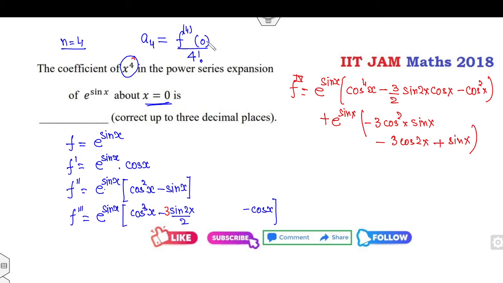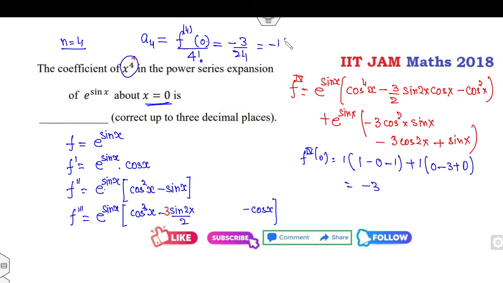Now you can substitute this value. What is the value at the point 0? So e raised to power 0 is 1, 1 minus 0 minus 1 plus 1, sin 0 is 0, cos 0 is 1, sin 0 is 0. So the answer is minus 3. So your required answer is 3 over 24 minus 1 over 8 is my right answer. That is minus 0.125 is the correct answer.